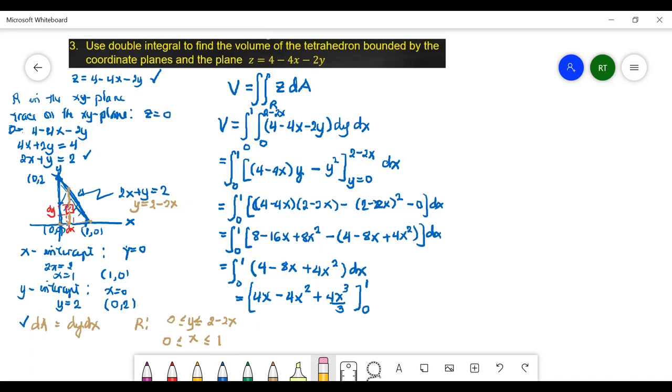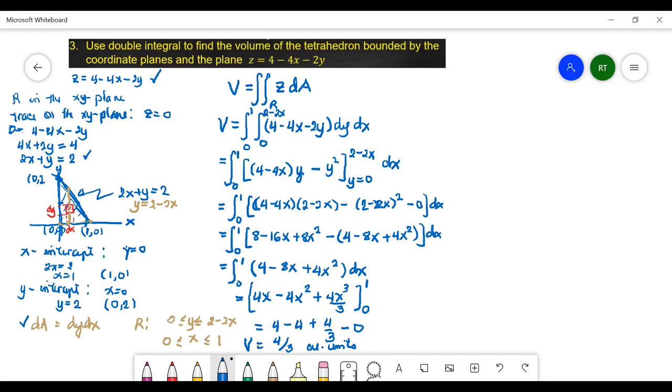And we have to evaluate this from the lower limit 0 to the upper limit 1. Okay? So evaluating within the limits of integration gives us volume is equal to. When x is equal to the upper limit 1, okay, that gives us 4 minus 4 times 1 square is 4 plus 4 times 1 raised to the third power is 4 over 3, minus the value of the integral at the lower limit 0. And when x is equal to 0, everything is 0. Now, 4 minus 4 is 0 plus 4 thirds. So that gives us volume is equal to 4 over 3 cubic units. Okay, so we were able to evaluate the double integral over the region R, where y goes from 0 to 2 minus 2x and x goes from 0 to 1.